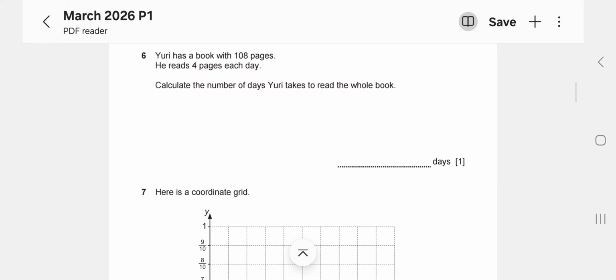Question 5. We have 108 pages in a book. He reads 4 pages each day. Then he will finish the book after how many days? This is long division. We are dividing the total number of pages over the days. 108 over 4, it will be from table 4, 10 divided 4 is 2. 2 times 4, 8. Subtract 2, drop the 8 to be 28. 28 divided 4, 7. Final answer, 27 days.